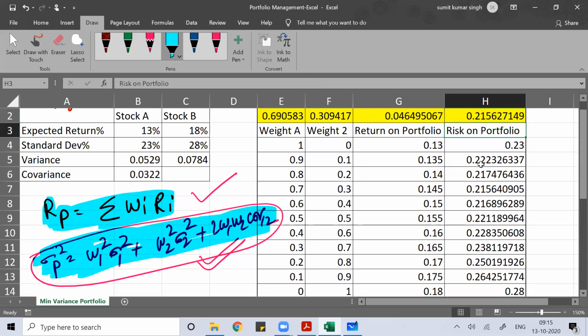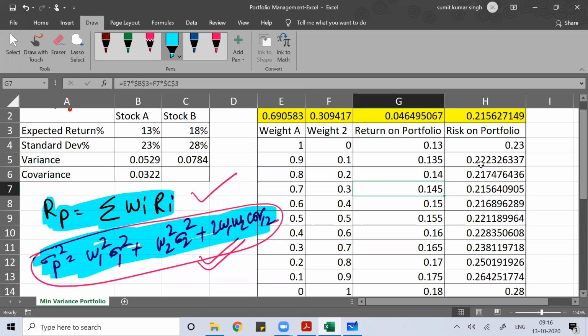This is one way, through which you can figure out by trial and error what the risk on the portfolio is, and you can see where the minimum risk is. I can see the minimum here, 22, 21, then 21.5. So the minimum is at 0.7 on A, 70% of money on A, 30% on B. So I got a fair picture like this.